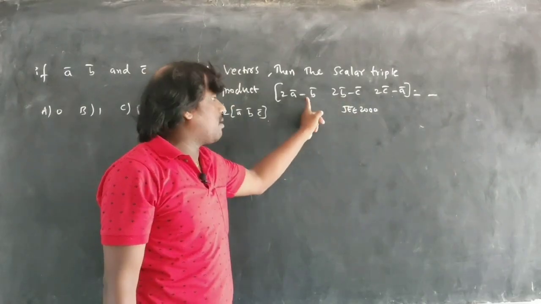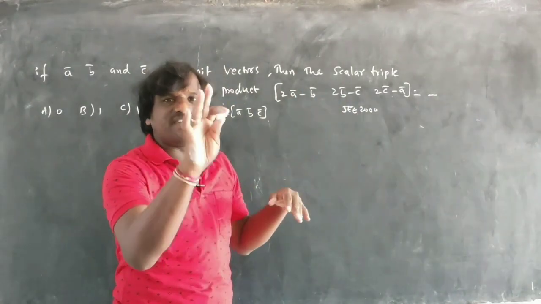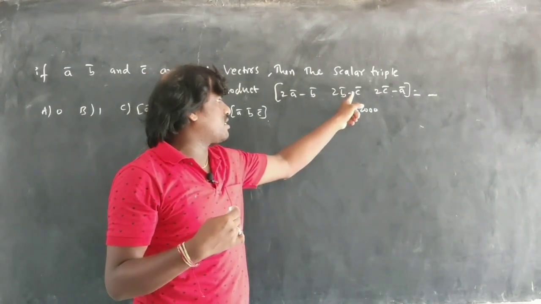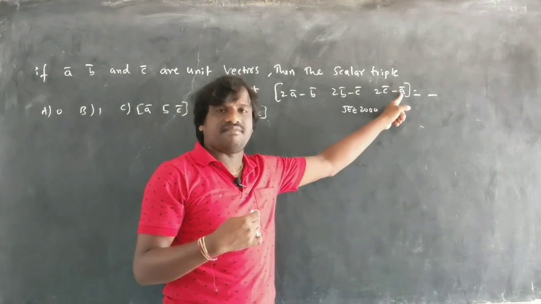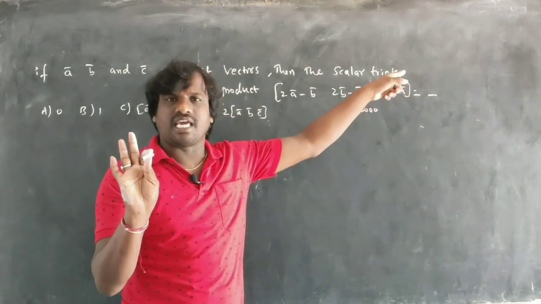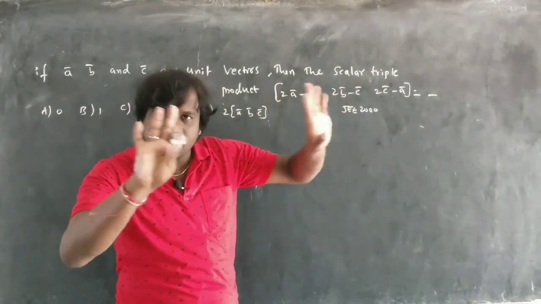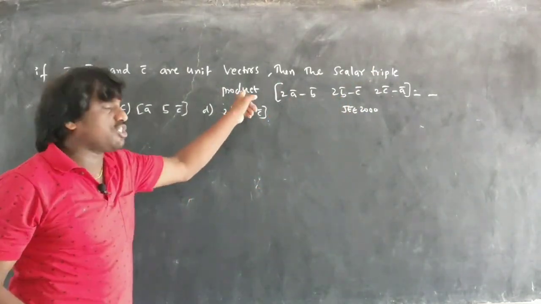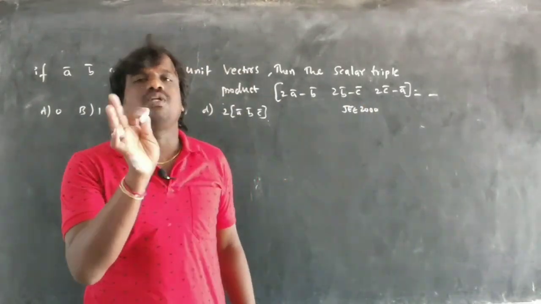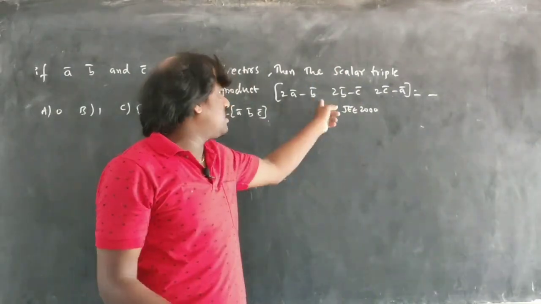Here also this problem could be done by separating. I explained one problem previously, that is A vector plus B vector plus C vector plus A vector. At that time the answer came as 2 times box A, B, C. I solved that by separating each and everything, but this question does not need that. This is the JEE point of view. You can do it that way and you will get the answer, but it is not required.